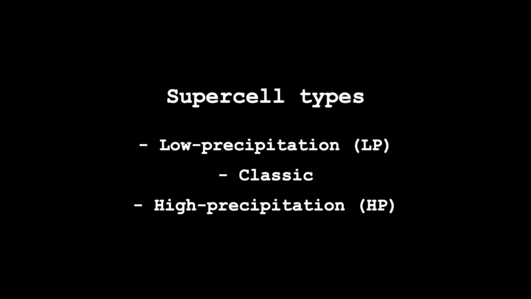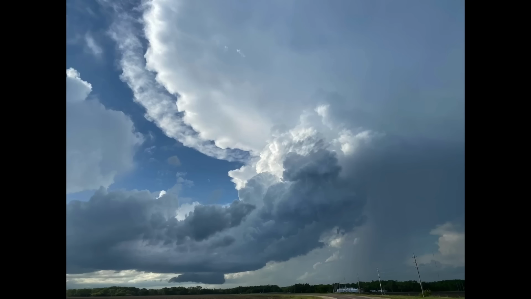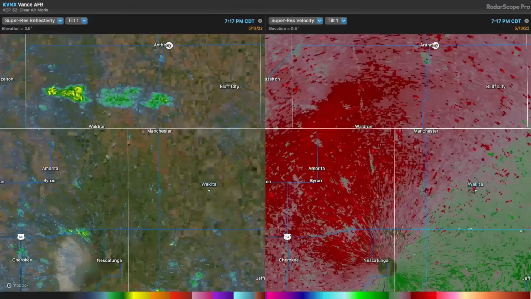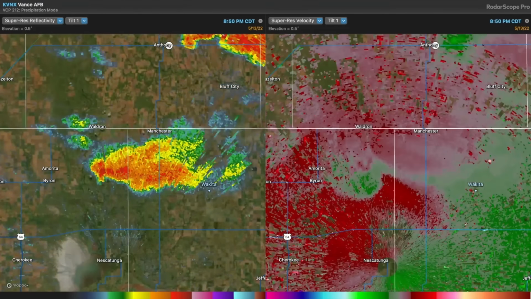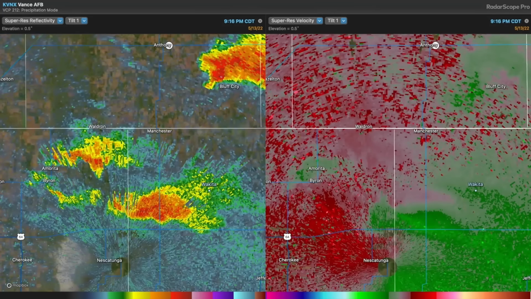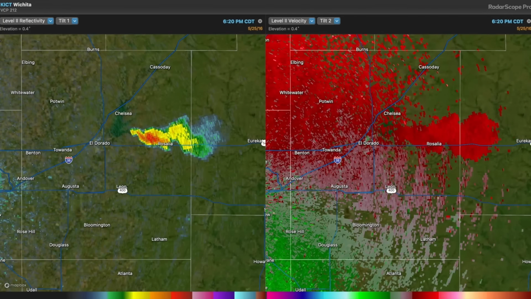Supercells are categorized by how much precipitation they produce and how that precipitation is organized within the storm. Low precipitation, or LP supercells, are typically quite small and exhibit an overall lack of precipitation and/or precipitation that is shunted well away from the mesocyclone region of the storm. LP supercells tend to look fairly benign on radar, with limited reflectivity values given the overall lack of precipitation. Oftentimes, they do not yield much of a hook echo, if any at all.